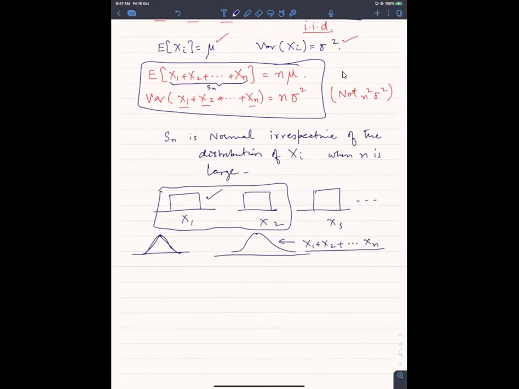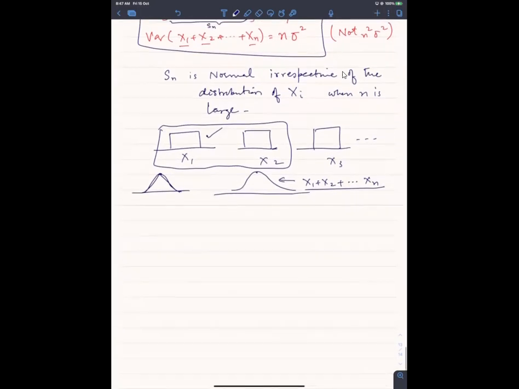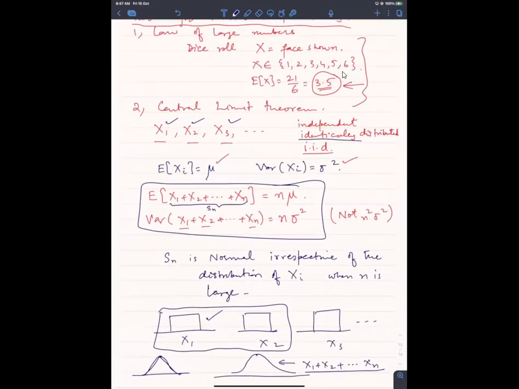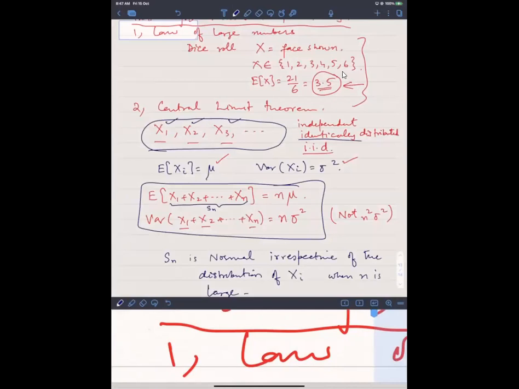So this is very interesting. Which means that I can try to answer a large number of questions by simply using the normal distribution. अगर मुझे पता चल जाए कि underlying जो है वो is sum of many different random variables.